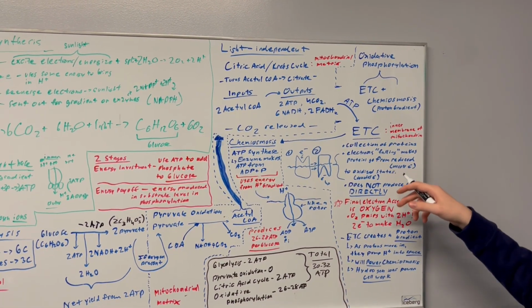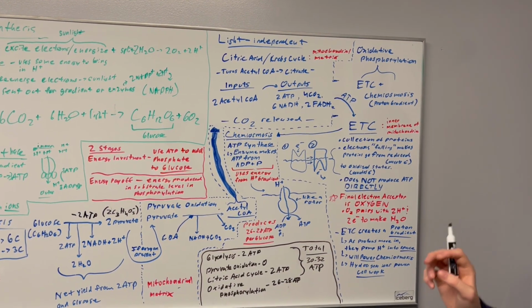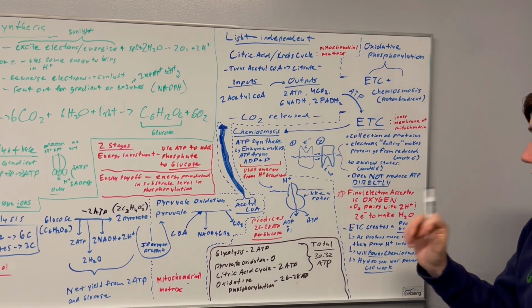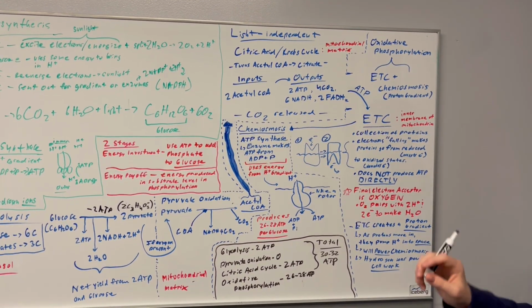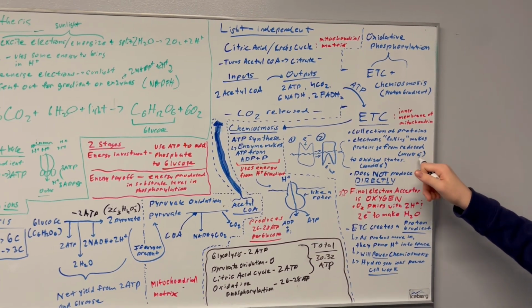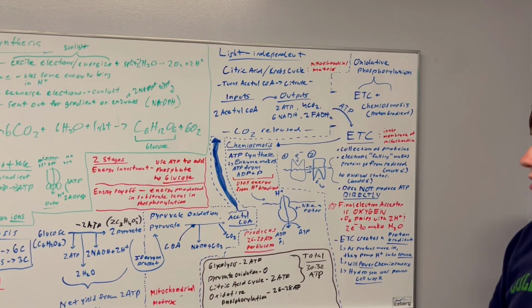And that makes proteins go from reduced to oxidized. Remember, OIL RIG: oxidation is loss of electrons, and reduction is gain of electrons. So they go from reduced, gaining electrons, which means they accept them, to the oxidized state, which means they donate them or lose them.